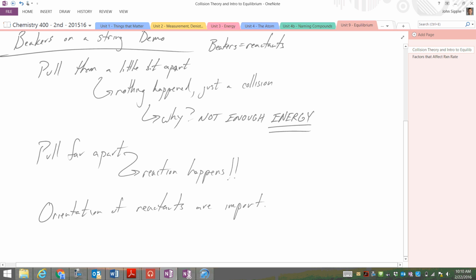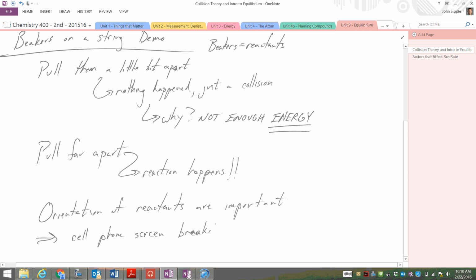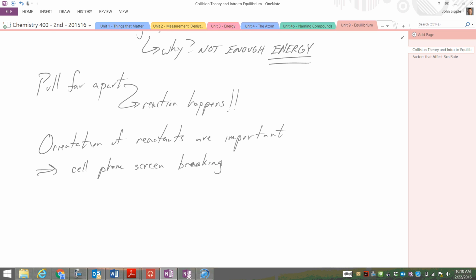Right, the orientation is important for the reactants, right? So you can think about your cell phone screen breaking. Great example. Okay. The cell phone screen breaking, right? So in order for a reaction to happen, because not all collisions, that's a great example of not all collisions are resulting in a reaction, right?